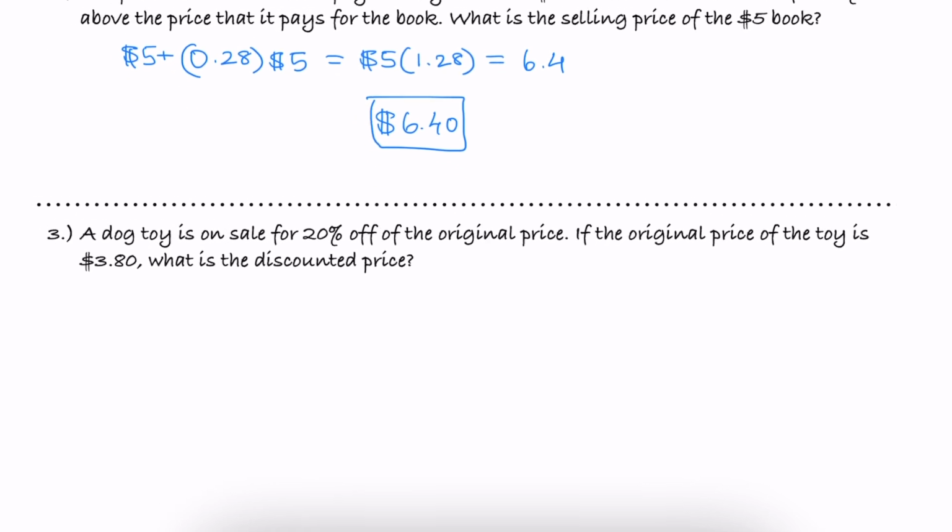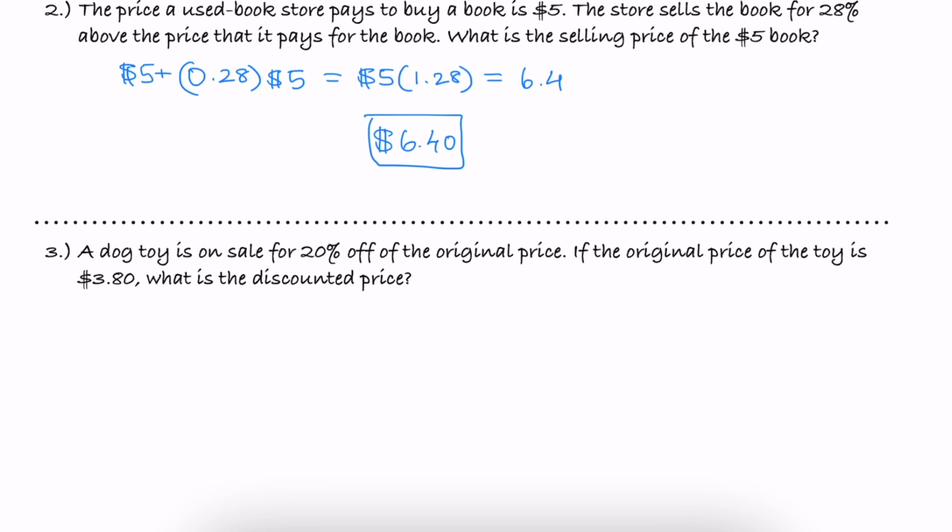And let's try this other one. It's a little bit different. A dog toy is on sale for 20% off of the original price. If the original price of the toy is $3.80, what is the discounted price? So it's $3.80 minus the 20% off, so minus the 0.2 of their $3.80.